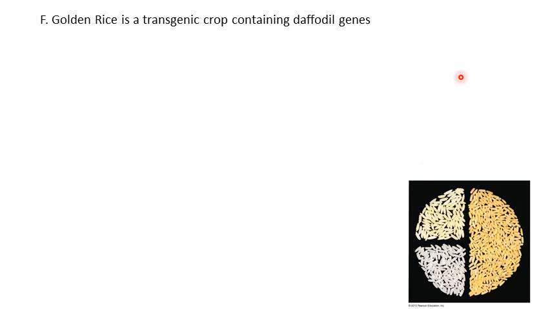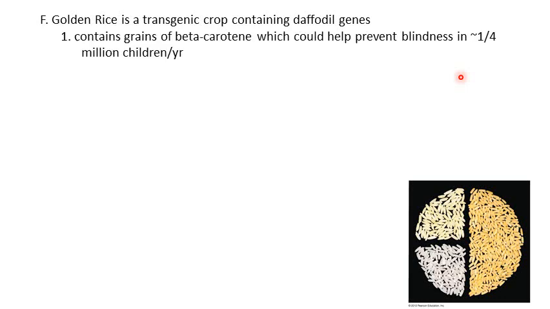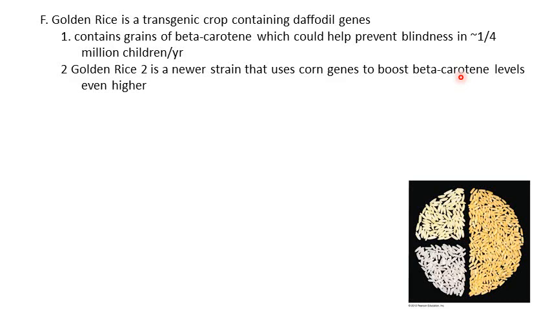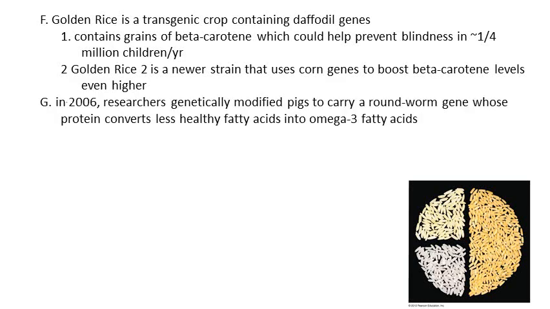Now, golden rice is another agricultural crop that is a transgenic crop, and it contains daffodil genes. It's a rice that can actually produce beta-carotene. Now, beta-carotene is critical in helping prevent blindness in some parts of the world. They actually came up with what's called golden rice 2, and it uses corn genes to boost the beta-carotene levels to even higher concentration levels. So there's all kinds of examples of GMOs.